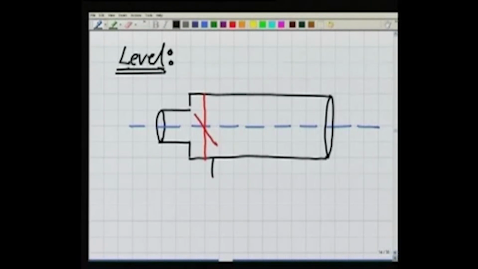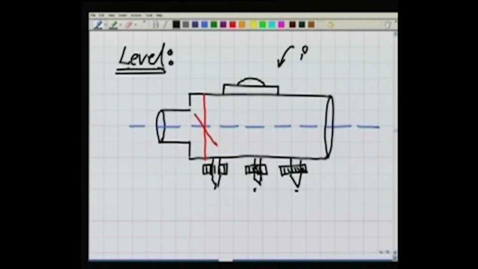Along with this telescope, we have some nuts here and some leveling arrangement, where using these leveling screws I can change the level of this instrument. This is the same thing as we saw in the case of theodolite also. We have 3 leveling screws. In addition to this, the most important part, on top or somewhere else, we have a bubble tube. So, this is the bubble tube.